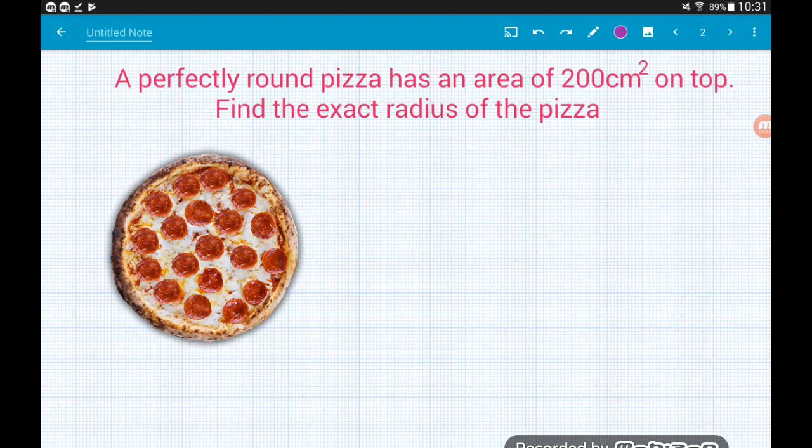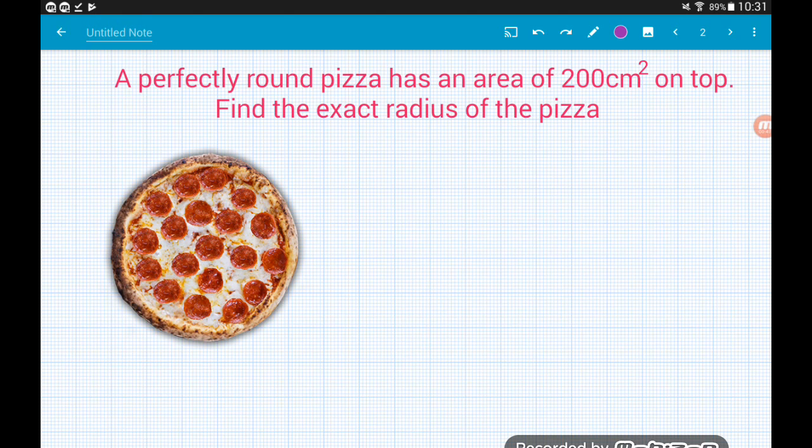Pizza is awesome. So let's say that we're given a pizza and we're told that its total area up on top is 200 centimeters squared, and we want to work out the exact value of its radius. So remember, when we're asked to work out exact values, we're either leaving them in terms of surds or we're leaving them in terms of their symbols, like pi, for example. We're not turning them into decimals.